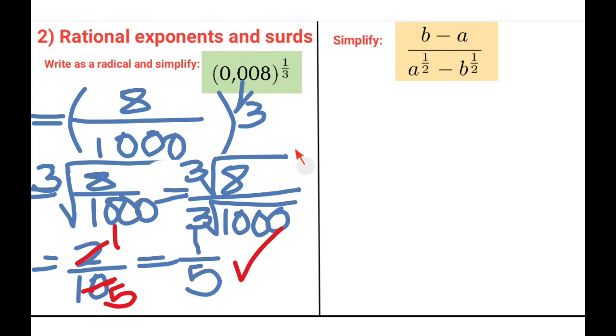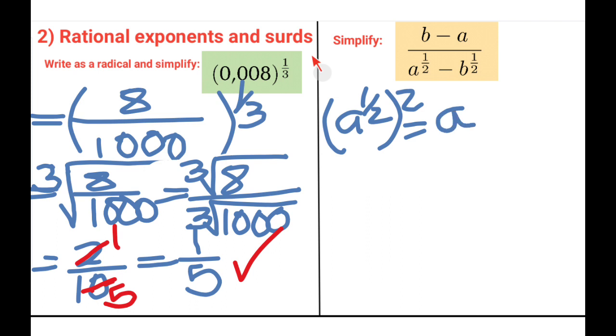Next scenario, you are given a situation where you say simplify b minus a over a to the power of half minus b to the power of half. Now this one may look impossible to solve until you realize that if you square a to the power of half, that gives you a to the power of 1/2 multiplied by 2/1. Using that law that says if you raise a power to another power, you multiply the exponents. Now these two cancel out. 2 cancels out with 2. You're left with a to the power of 1 here.